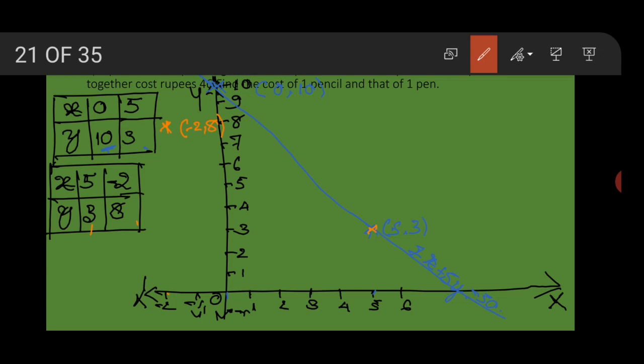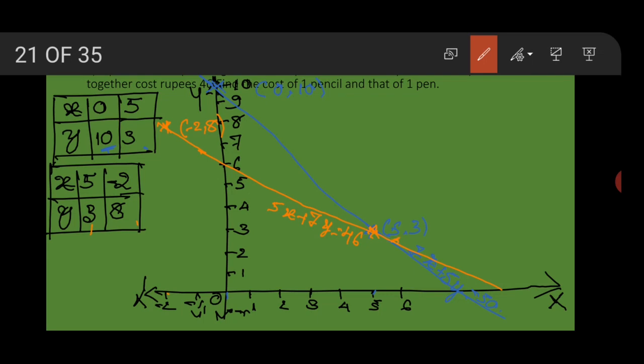Now, join these 2 points. Using scale, join these 2 points. You will get a straight line in this way. This is the straight line for the equation 5x + 7y = 46. Now, these two equations meet at a distinct point. This is the point where the two lines are intersecting each other.